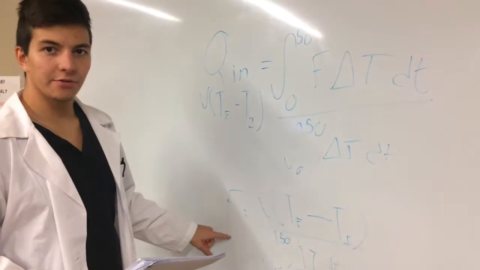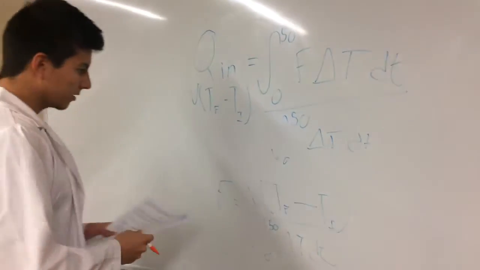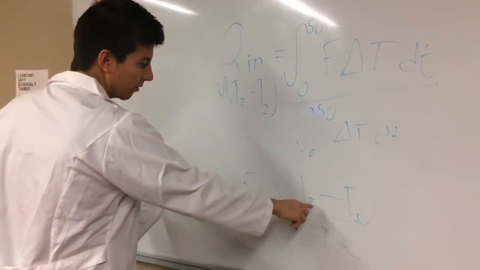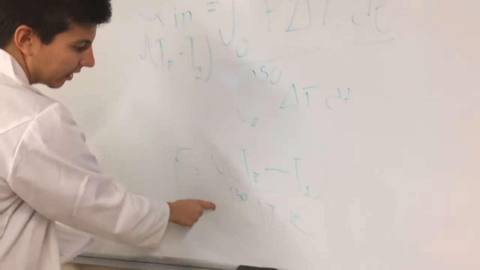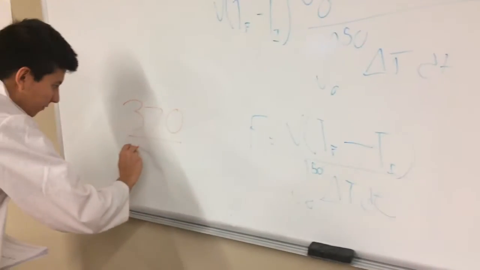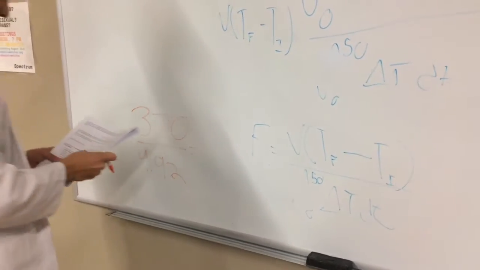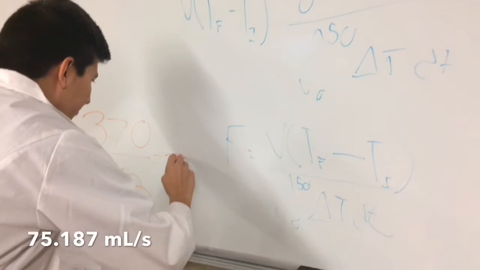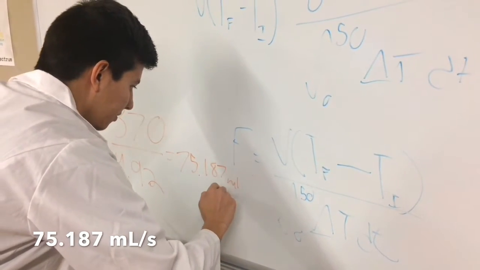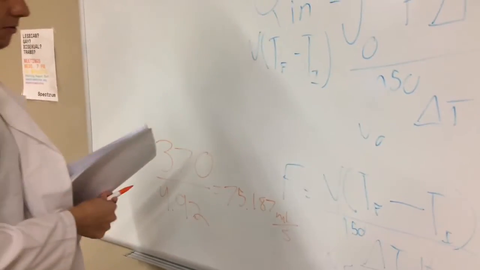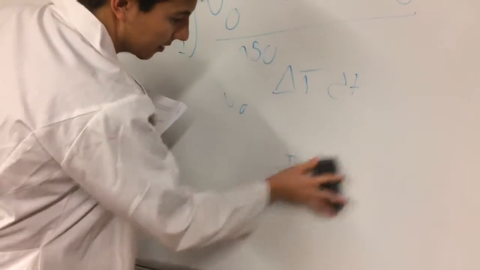So this variable right here, F, is what's measuring the flow rate. The flow rate is the cardiac output, as I was explaining earlier. So to calculate what your flow rate is, we already calculated this, which we knew was 370. After calculating this on a computer, it comes out to be 4.92. This gives us 75.187 milliliters per second.